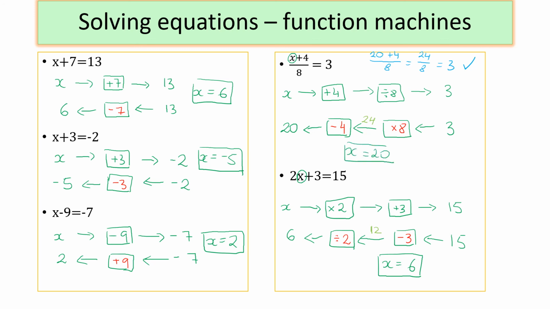Again, I could double check if my answer is correct. So 2 times 6 add 3. 2 times 6 is 12, add 3 is 15. So I know I'm correct.